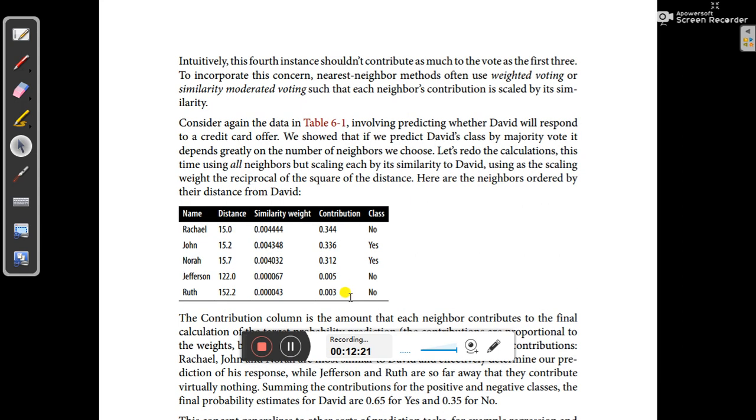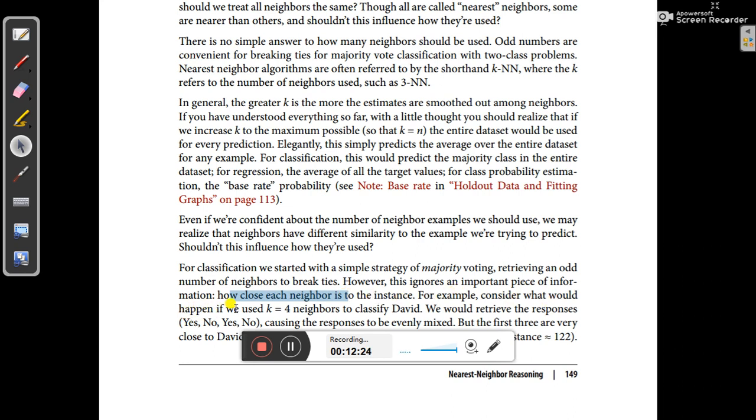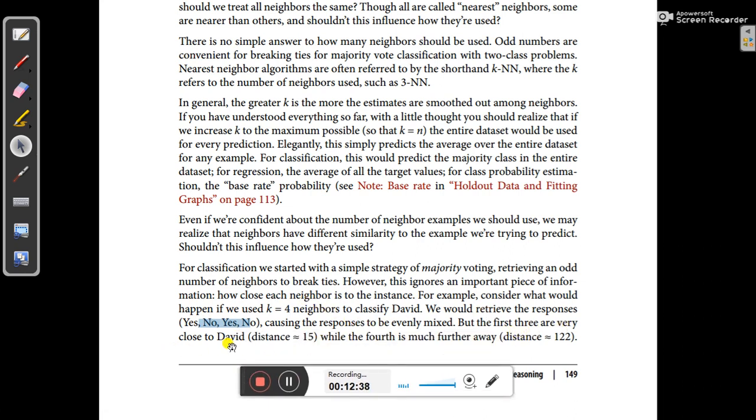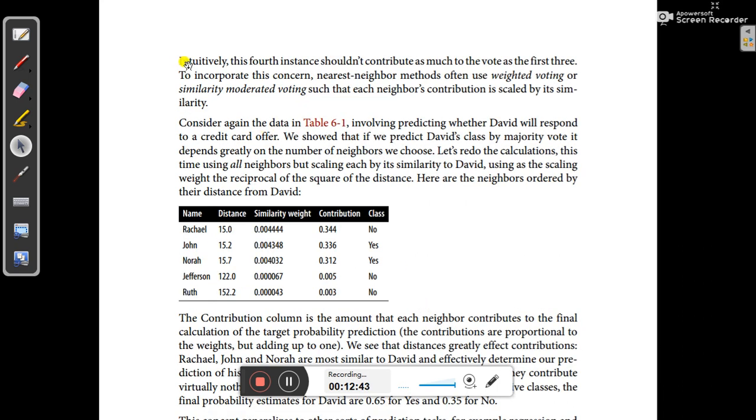For example, consider what would happen if we use K equal to 4 neighbors to classify David. We would retrieve the responses yes, no, causing responses to be extremely evenly mixed, but the first three are very close to David while the fourth is much further away. So intuitively the fourth instance should not contribute as much to the vote as the first three. To incorporate this concern, nearest neighbor methods often use weighted voting or similarity moderated voting, such that each neighbor's contribution is scaled by its similarity.